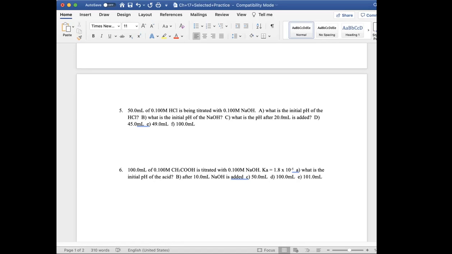Okay. So the moles for HCl will be the same. It'll still be 0.005. And then for NaOH, we would multiply the new volume, 45 milliliters, with the molarity. And then that would get you 0.0045. And then you would get the difference of those two moles.